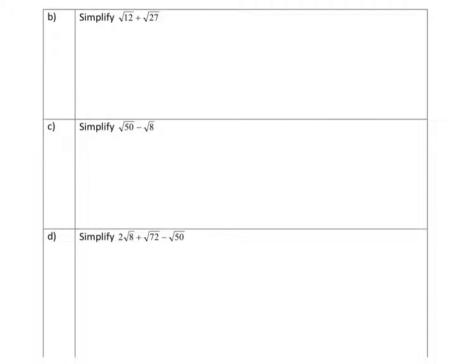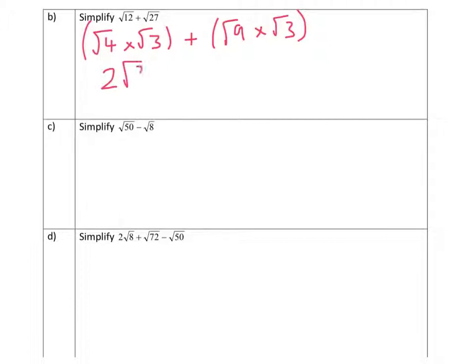Root 12 can be written as root 4 times root 3. And root 27 can be written as root 9 times root 3. 4 and 9 are square numbers, so we can actually simplify these to 2 root 3 plus 3 root 3. And just like algebra, because the surds are the same number or base underneath the square root sign, we can add them to get 5 root 3.